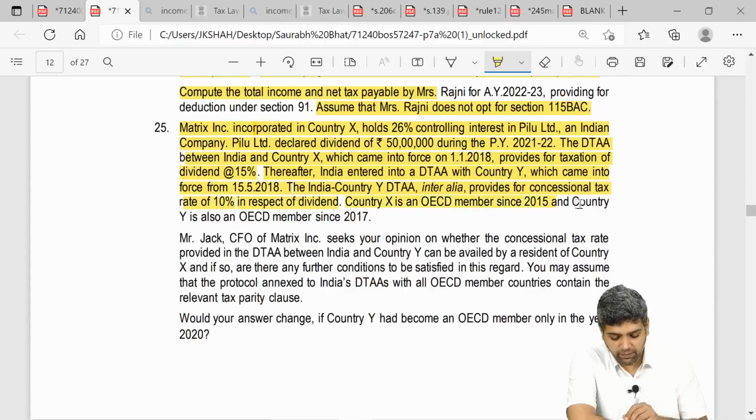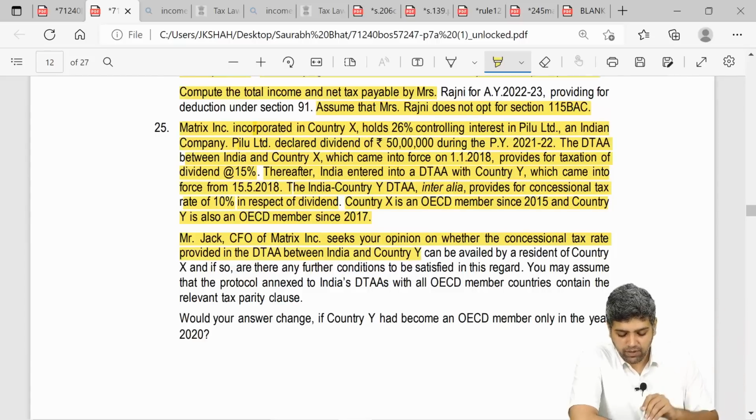Country X is an OECD member since 2015 and country Y is also an OECD member since 2017. Mr. Jack, CFO of Matrix, seeks your opinion on whether concessional tax rate provided in DTAA of country Y can be availed by a resident of country X, and if so, are there any further conditions to be satisfied in this regard? You may assume that protocols annexed to India's DTAA with all OECD member countries contain the relevant tax parity clause.